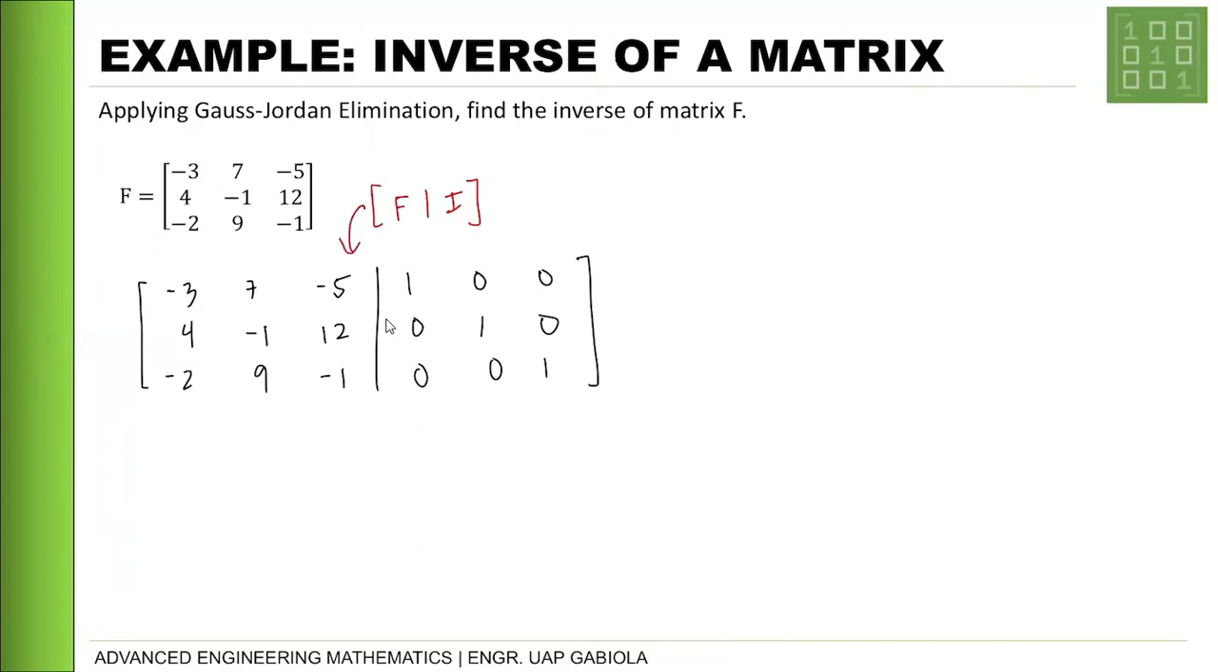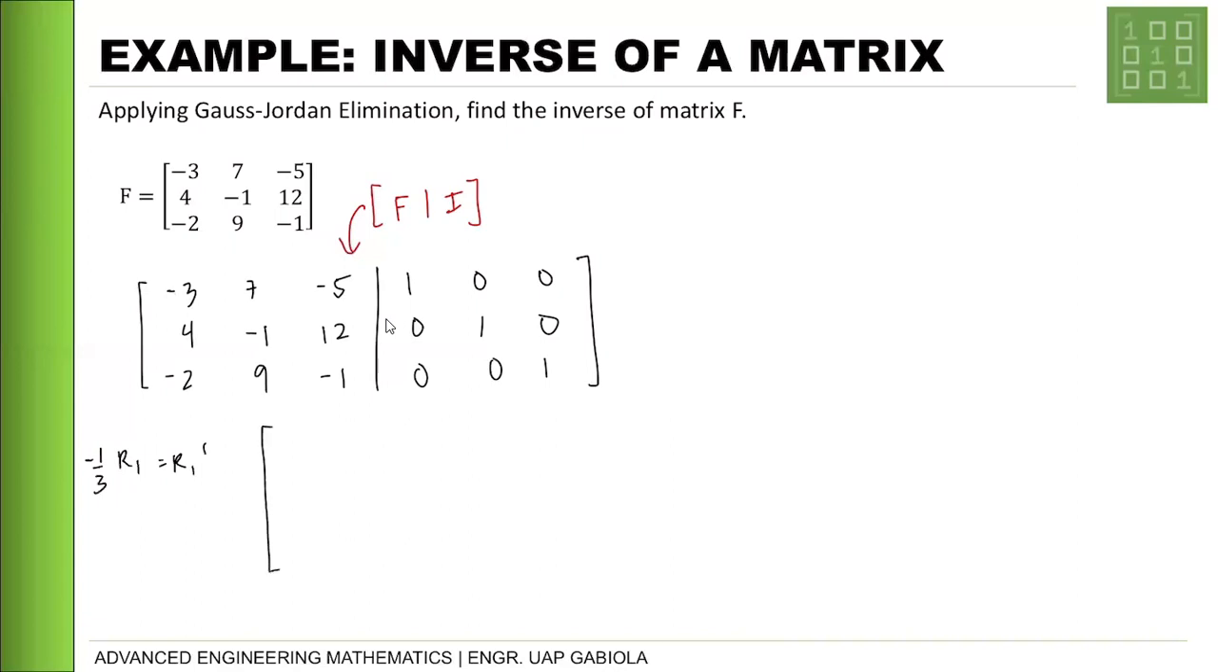Okay? Yan. Pag meron na tayo niyan, ang goal natin is gawin siyang identity dito sa left side natin. So, pwedeng gawin natin yung first row natin. Yung row 1 natin is imomultiply natin ng negative 1/3 para maging equal to 1 siya. No? So, ito yung magiging row 1 new natin. Alright? So, ano yung magiging values natin ngayon?